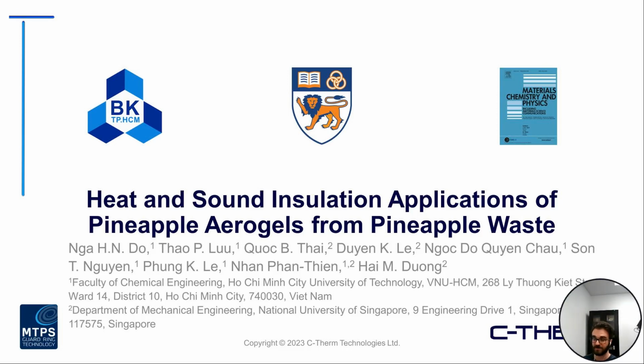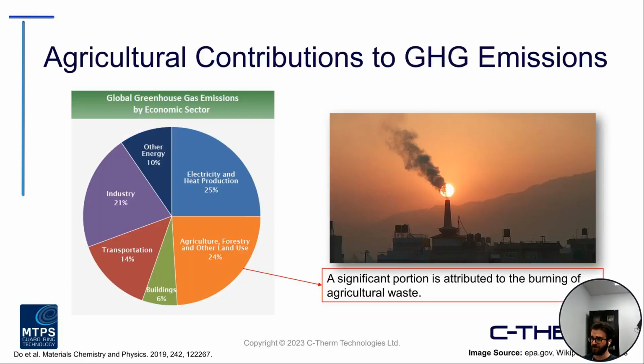from pineapple waste. So this is a group, noting the researchers out of Vietnam and Singapore, so some joint collaboration work here. The idea behind this paper, I'd say the reasoning for it, was looking partially at the agricultural contributions to the greenhouse gas emissions. So pulling some data here, noting that about 25% was associated with agricultural contributions, so forestry and other land use.